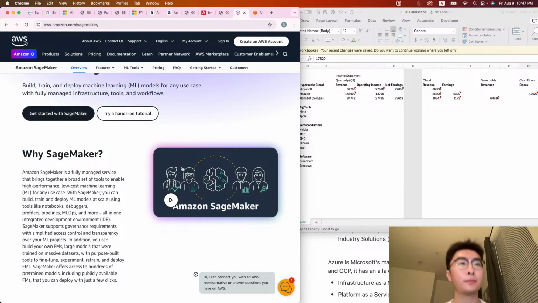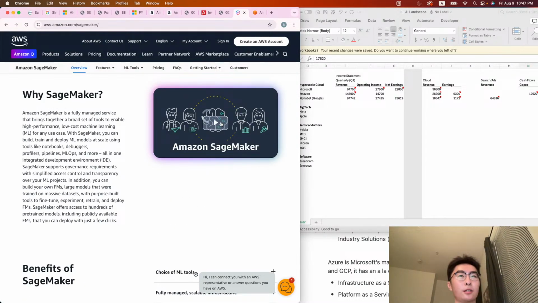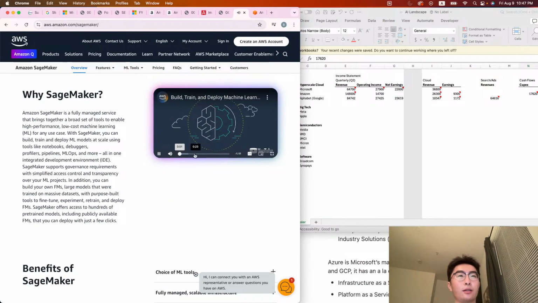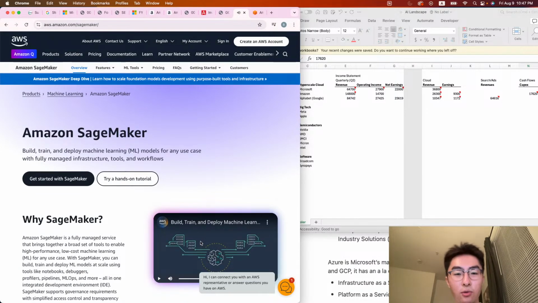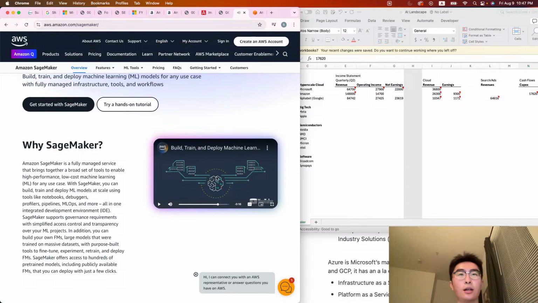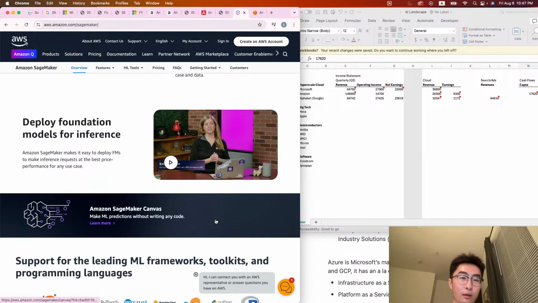Okay. Let's just watch this. Hopefully this is a demo now. Machine learning can build, train. It also provides optimized infrastructure. I hate these videos where they give you these little infographics, but they don't actually show you the product.